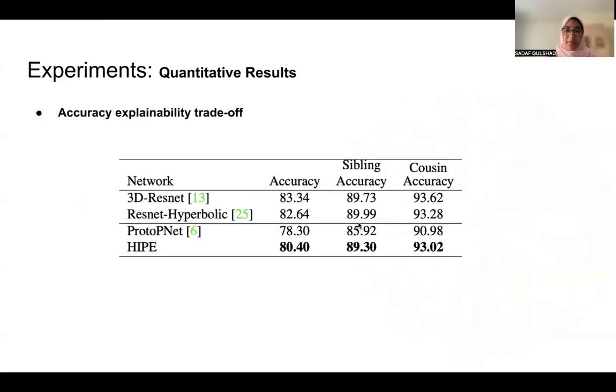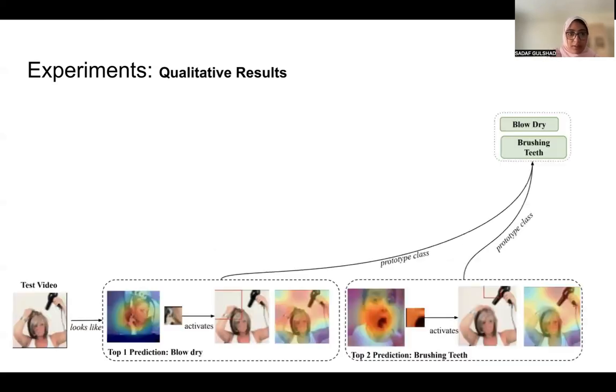We evaluate our method using accuracy. And also, as we are in hyperbolic space, we can also calculate sibling accuracy and cousin accuracy, like the relatedness. The top 2 networks in this table are non-interpretable networks, and the last 2 are interpretable. We observe that when we make these networks built-in interpretable, the performance drops, while our method tries to recover it, which shows the effectiveness of our method.